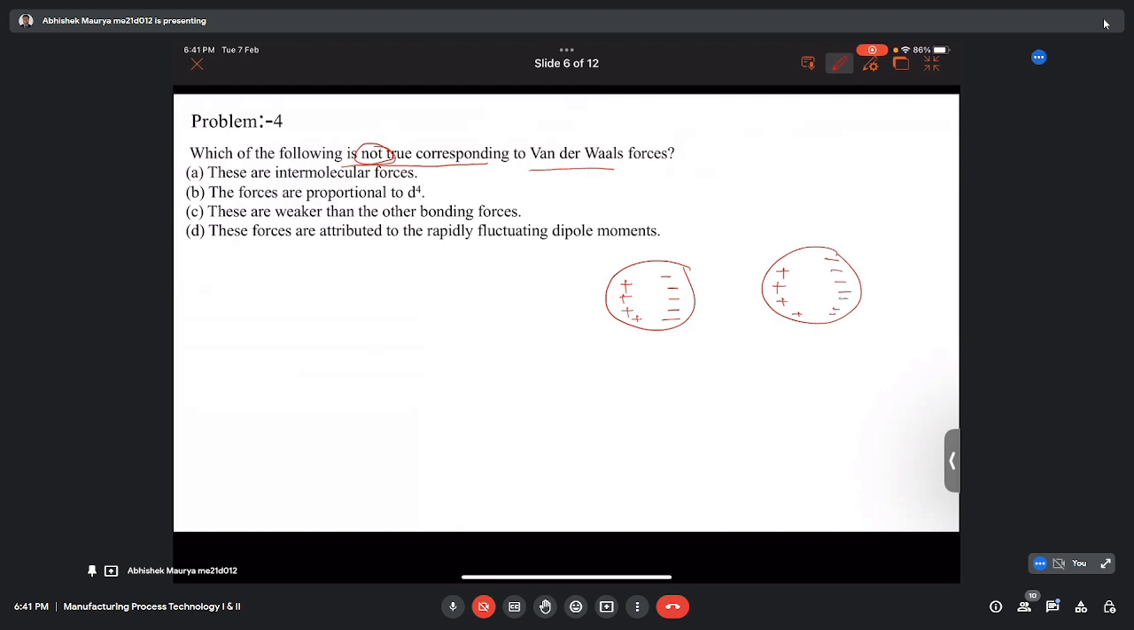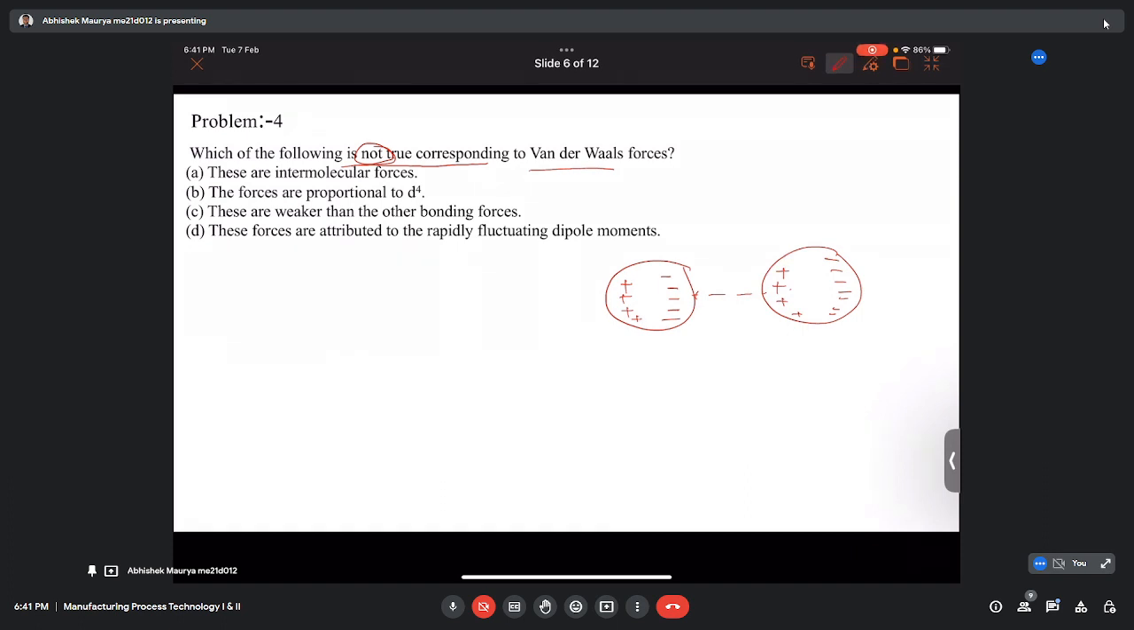And because of this local polarization, there is a force between the two molecules. Here it is negative, here it is positive, so there is a weak attraction force between these two molecules. And these kind of interactions are called van der Waal forces.